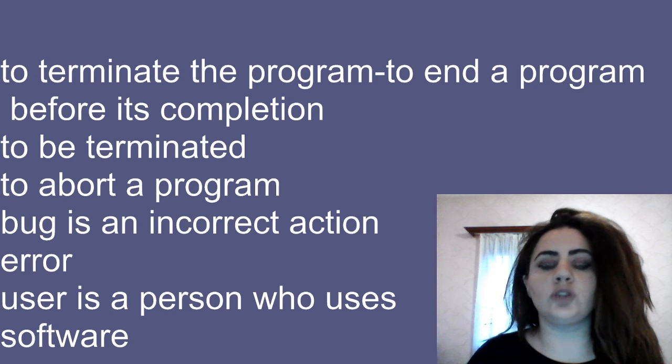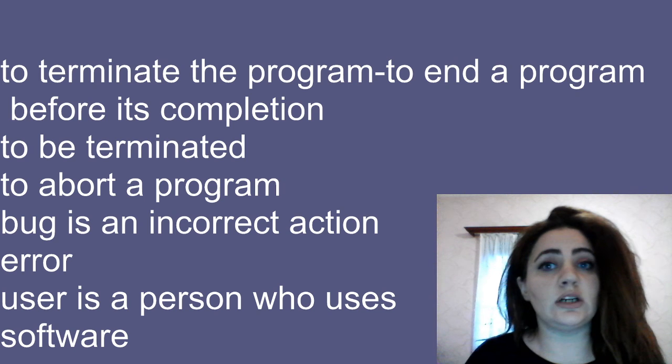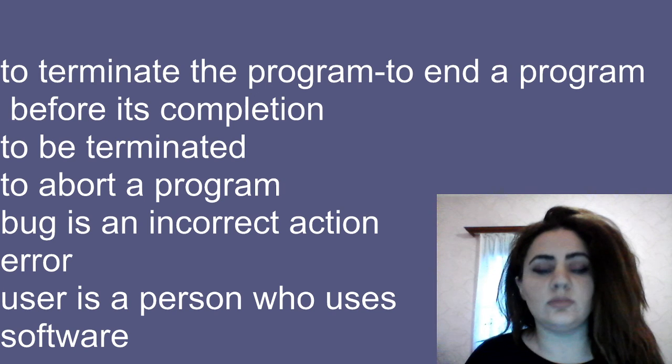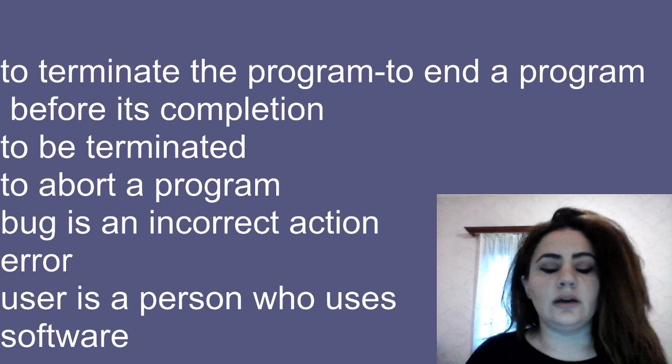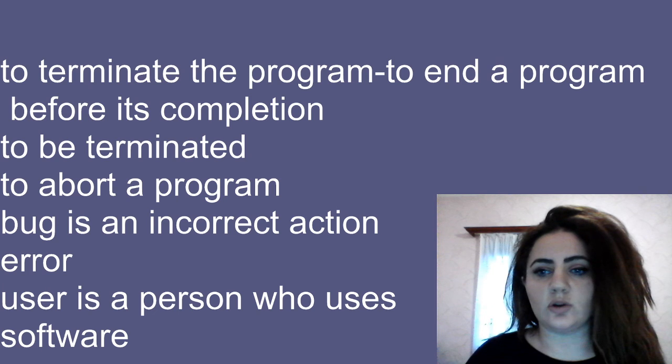Now let's repeat. To terminate the program, դադարեցնել. And also abort a program, it means to end a program before its completion. Yeah? And also we can use to be terminated. For example, the program was terminated. Ծրագիրը դադարեցված էր. Yeah? Bug and error. What do they mean? They mean incorrect actions, mistakes. But we don't say mistakes, we say bugs and errors. Yeah, the next word is user. Who is a user? User is a person who uses software. Now let's go on.